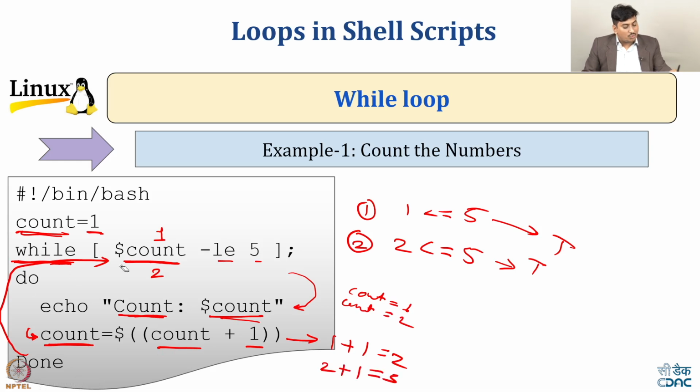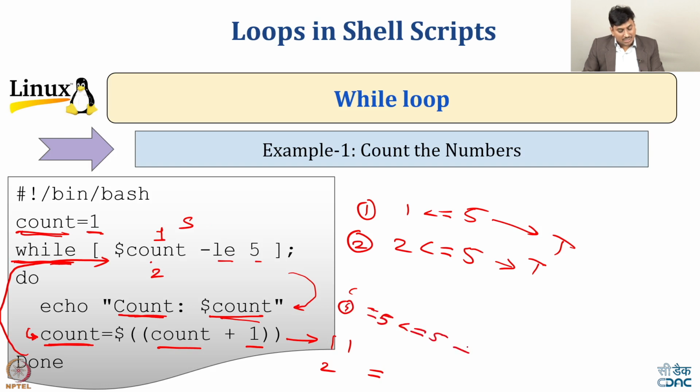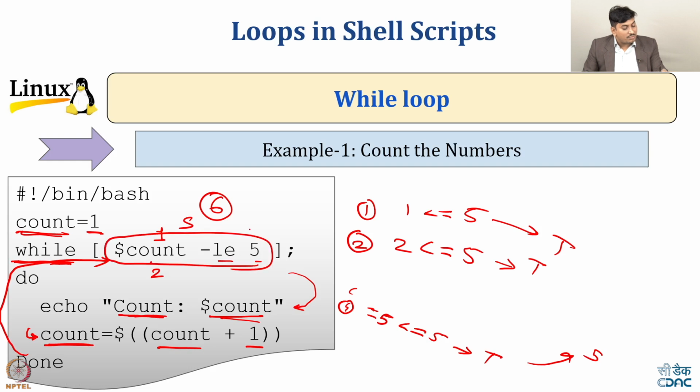So it will keep on doing this till the value of count is equal to 5. When that last condition comes, 5 is less than or equal to 5, it will again be true and it will print the final value, 5. And in the next iteration, when the value of count will be 6, this condition will become false, and as soon as this condition becomes false, the execution will stop.